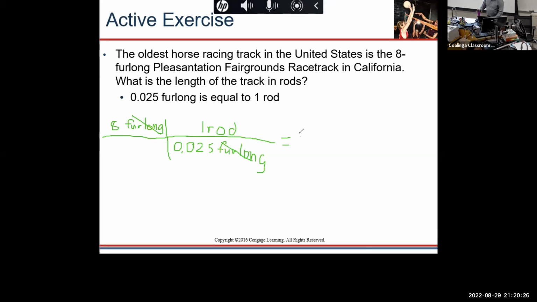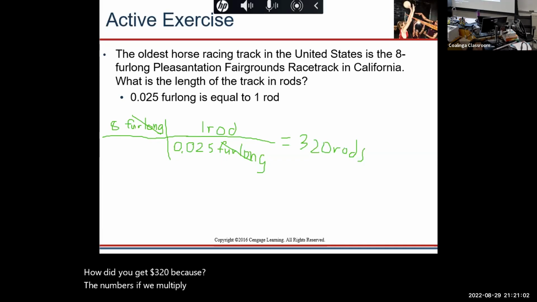Okay, what do you guys end up with? 320. Okay. Questions? I got lost. How did you get 320 rods? Because numbers multiply across, 8 times 1. And then we divide it by the number on the bottom.